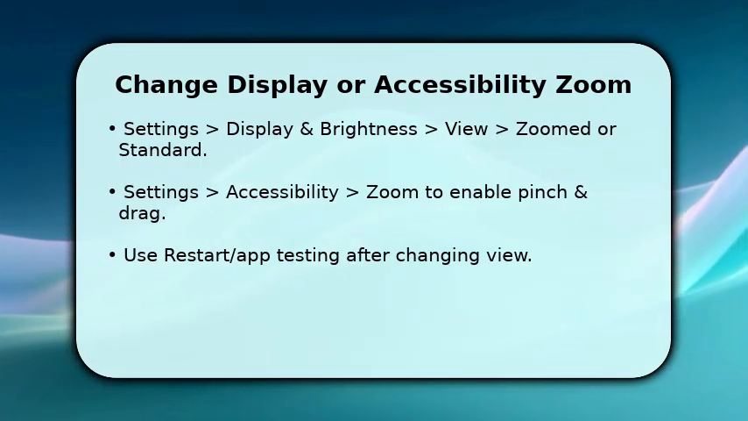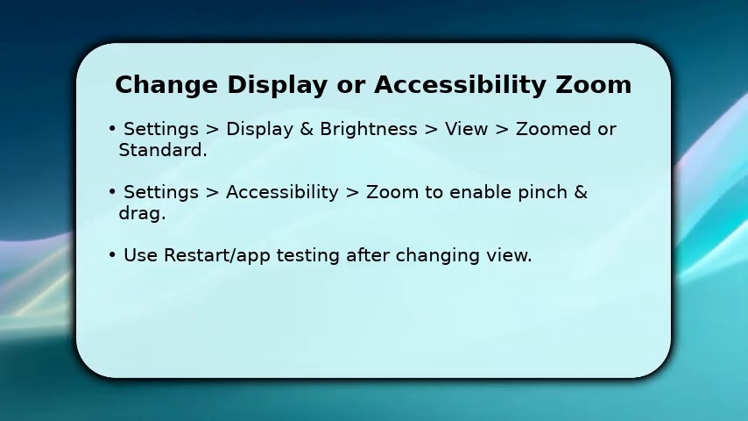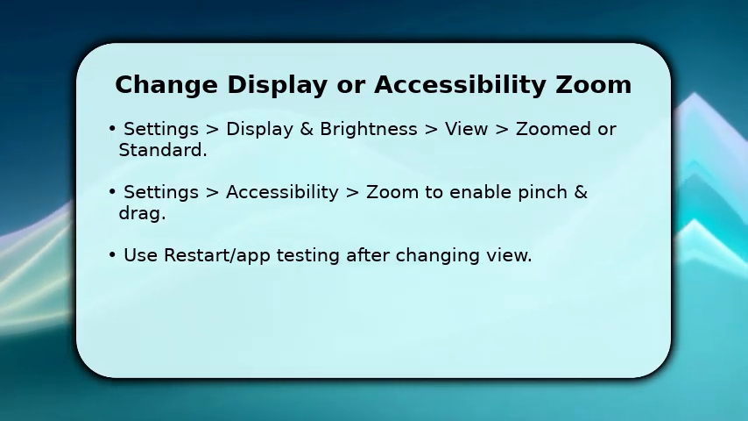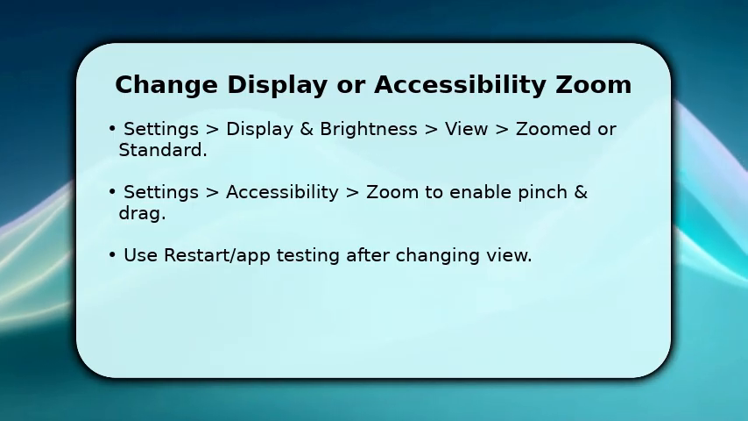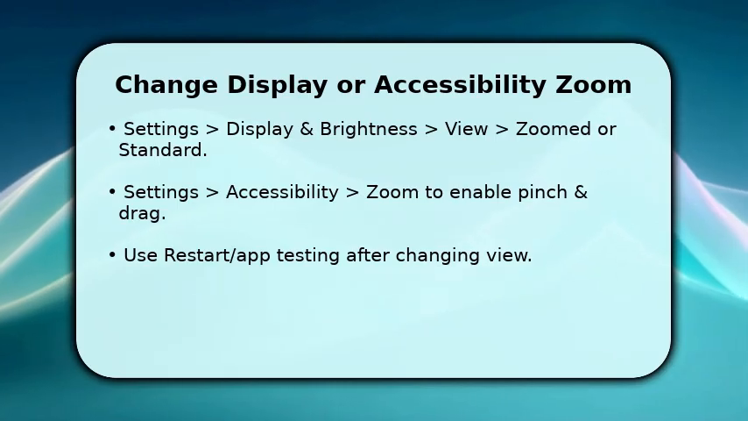In Display and Brightness choose View, pick Standard or Zoomed and tap Set. Your phone will restart to apply the new scale. If you need adjustable magnification instead, go to Settings, Accessibility, Zoom and turn it on. Learn the three-finger double tap and drag to control zoom level.